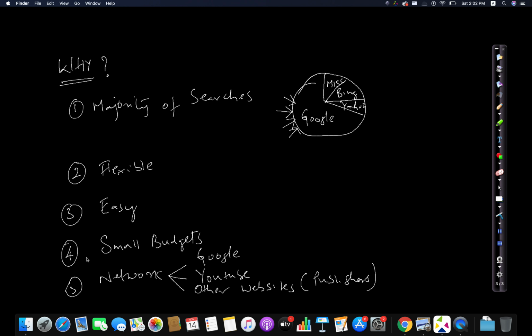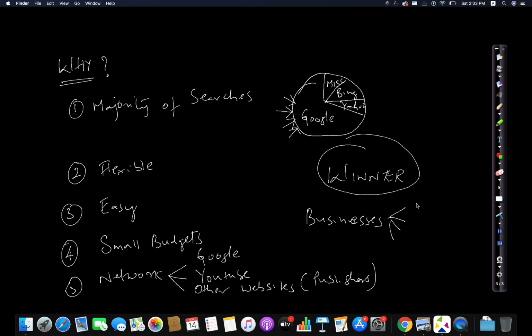You have the features. You can start off small. It's flexible. It's easy. It's one of the biggest search engines, which gets a lot of traffic each day. It is a huge network. You have Google, you have YouTube, and you have other websites. So basically all of these things make advertising on Google a winning proposition, because you have everything that you need for your business to succeed. Now, when you have a lot of businesses advertising on Google, it also means that the number of jobs is higher if you're well versed with Google Ads.